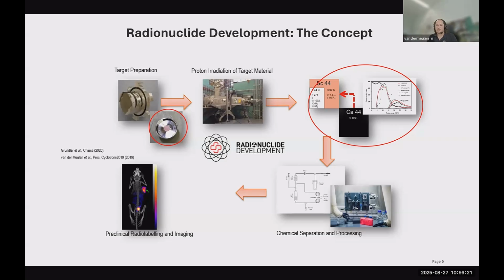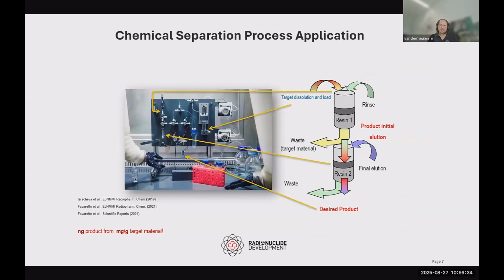You have chemical separation and processing to ensure that your product is pure. And then after that, you can do your labeling and imaging. So that entire cycle comes into play, and I'll try and cover as much of this as I can today.